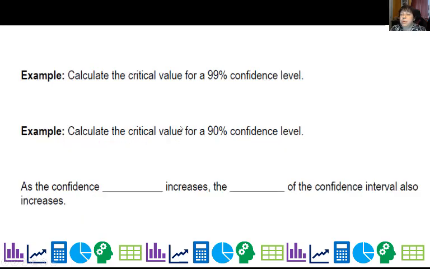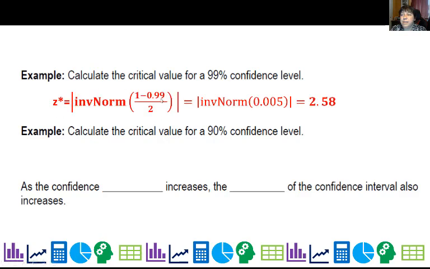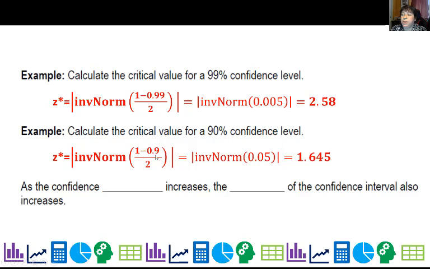So let's go ahead and calculate the critical value for a 99% confidence level. We're going to do 1 minus 0.99 divided by 2. So it's 0.005, or 2.58. For a 90% confidence level, it's 1 minus 0.9 divided by 2. So you have 90% in the middle, 10% left over, 5% on the left, 5% on the right. That's where the 0.05 comes from. And that's 1.645. As the confidence level increases, the width of the confidence interval also increases. Remember, if I want to be 100% confident, I just say everything, which makes a super wide interval, which is not so impressive.